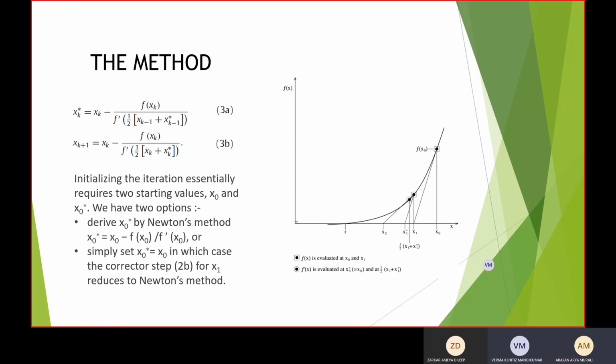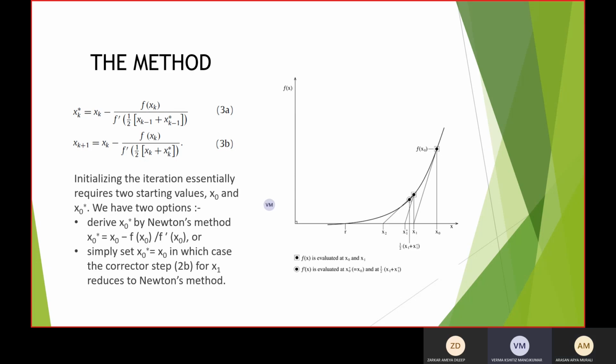This step to find the intermediate value x1 star is called the predictor step, while the step to find the next x, that is x2, is named the corrector step. Once the iteration is established, the general iteration takes the form shown in equations 3a and 3b. The unusual feature of this scheme is the interleaving of function and derivative evaluations, that is, the function and derivative are evaluated at different points as seen in this figure.